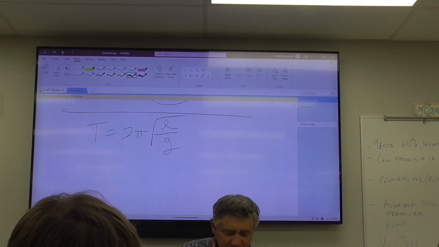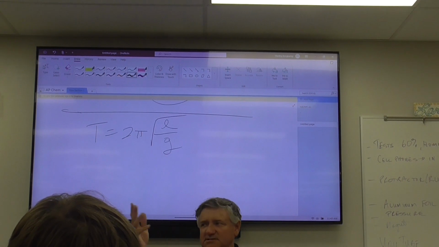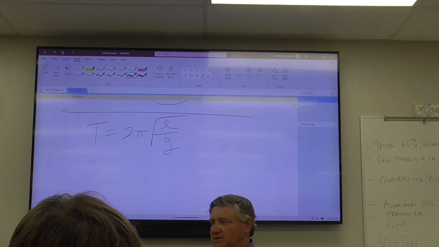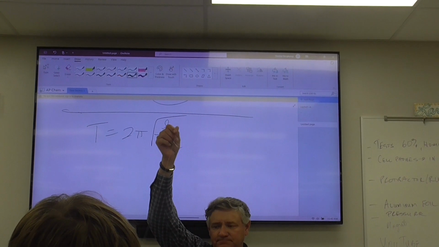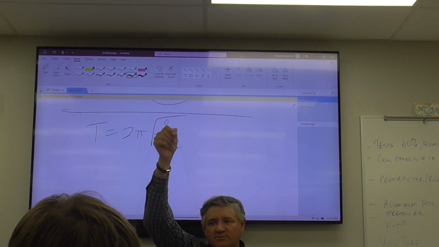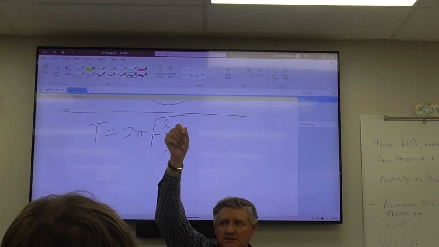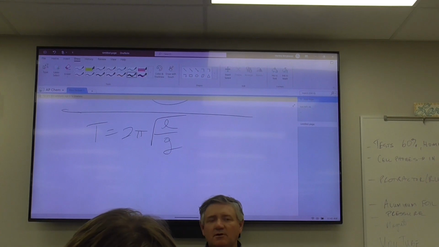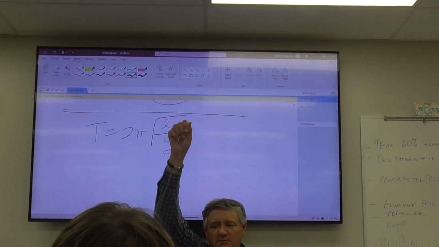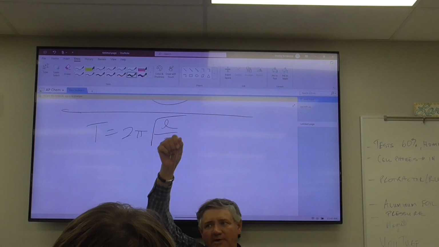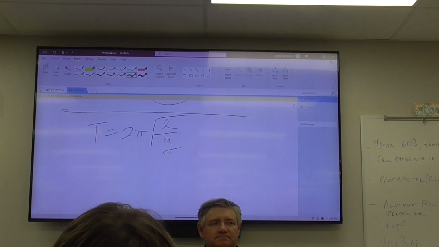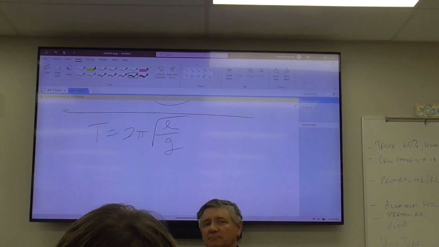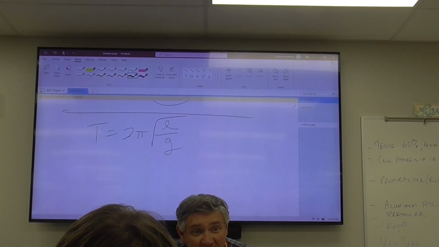One of the things you should be able to do is look at this equation and ask, what's a factor in it? So if I swing that pendulum like this, or if I swing that pendulum like this, which one's going to have the longer period? This one? Or that one? Or is it the same? It's the same. Why? Same length of the string.